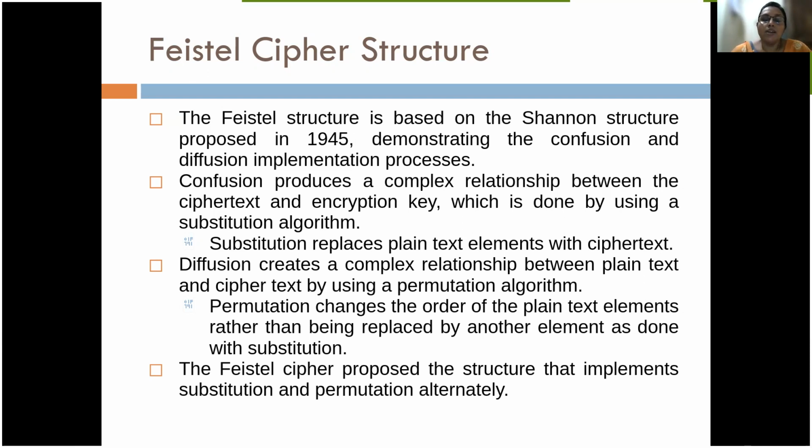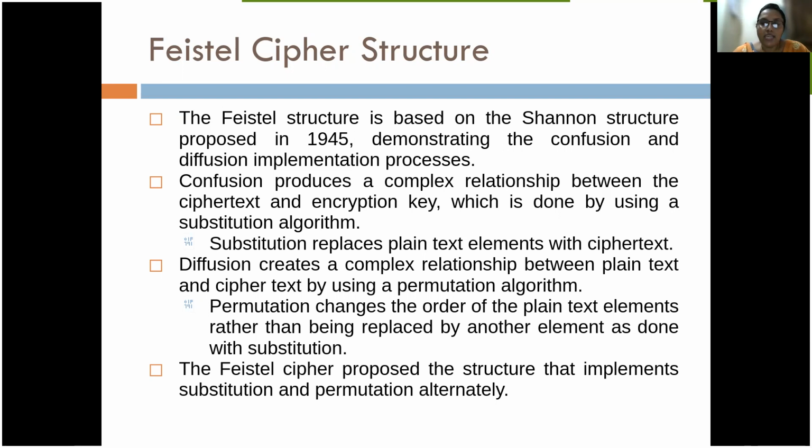Now what is confusion? Confusion produces a complex relationship between the ciphertext and the encryption key. So it's based on a function, the encryption is done, and this is normally done using substitution. Whereas diffusion is a complex relationship between the plain text and the ciphertext, and this is a permutation algorithm.